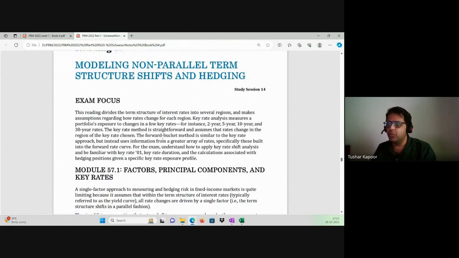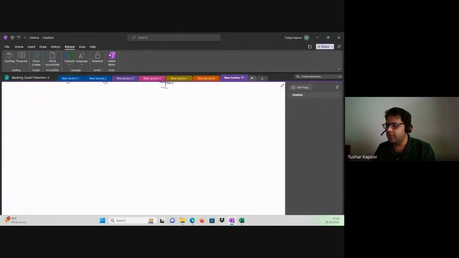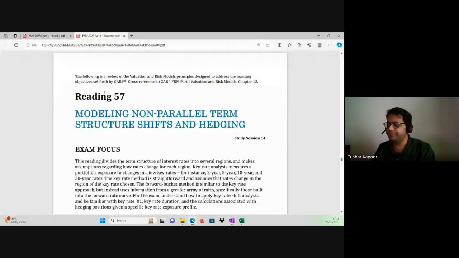Now we begin with the last chapter in this series, which is modeling non-parallel term structure shifts and hedging. The most difficult chapter out of all these chapters. Okay. Now let me start with another page here, which is modeling non-parallel term structure.